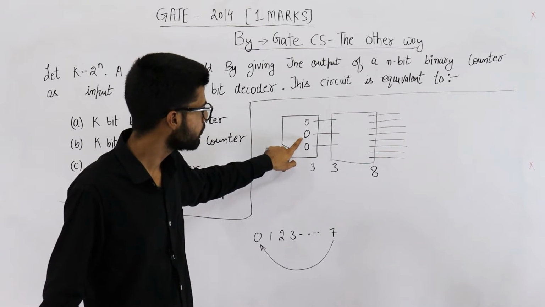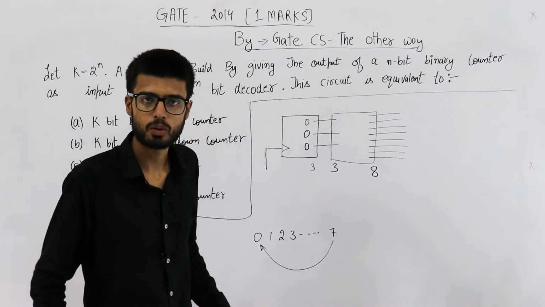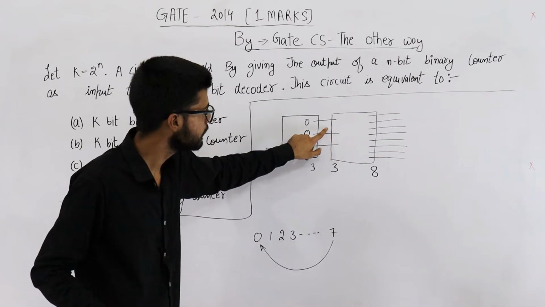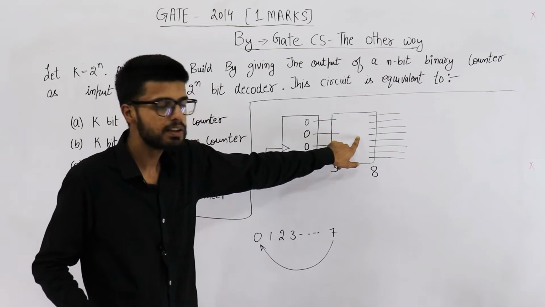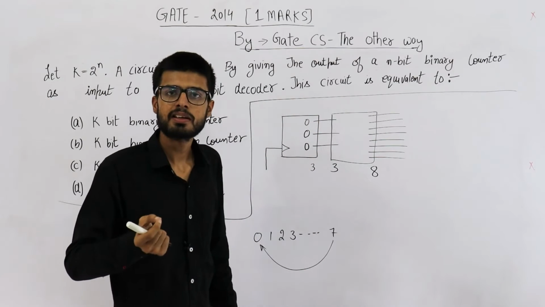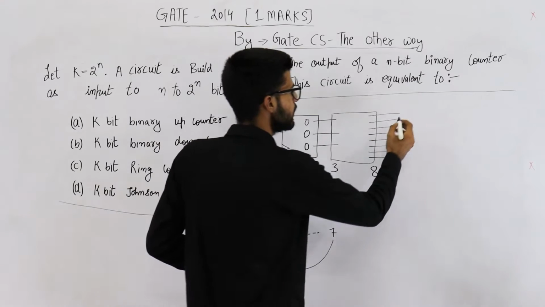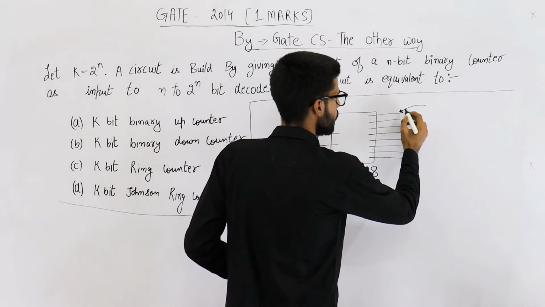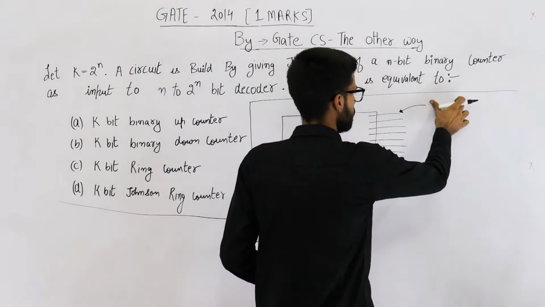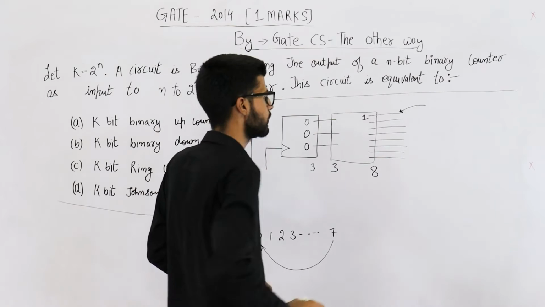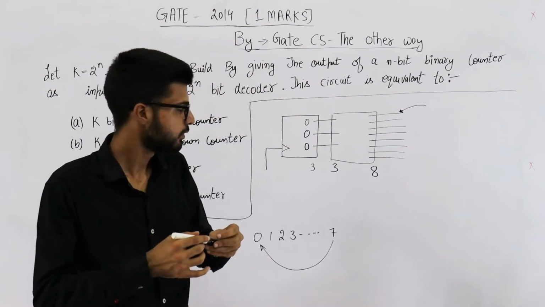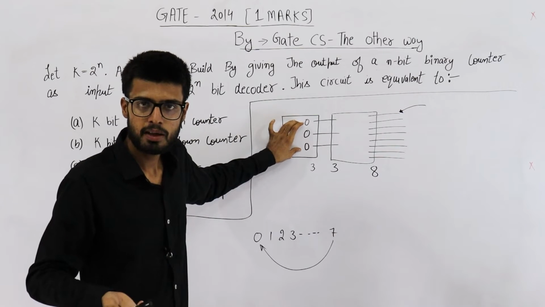Suppose at any given time the input to this decoder is 0. What I'm trying to say is, suppose this counter state is 0. 0 means all 3 bits will be low. The decoder will sense that all 3 bits are low, that means this 3-bit binary number is equivalent to 0. So it will just keep its 0th output high. This is the 0th output, its logic level will be 1. This output is high.